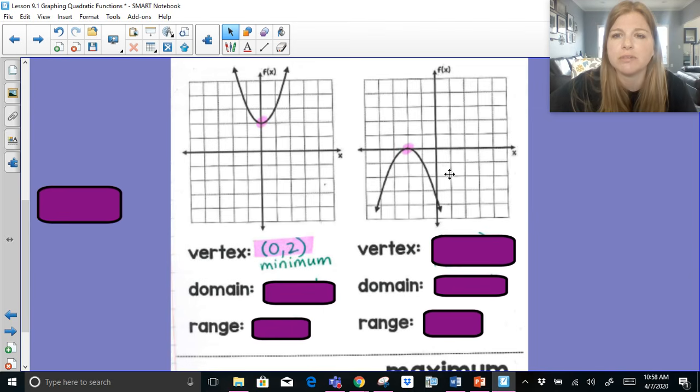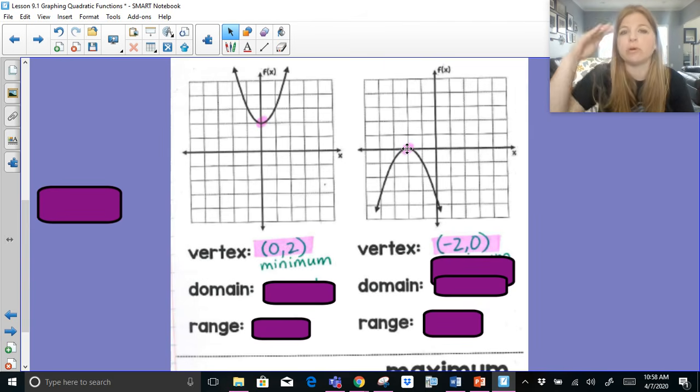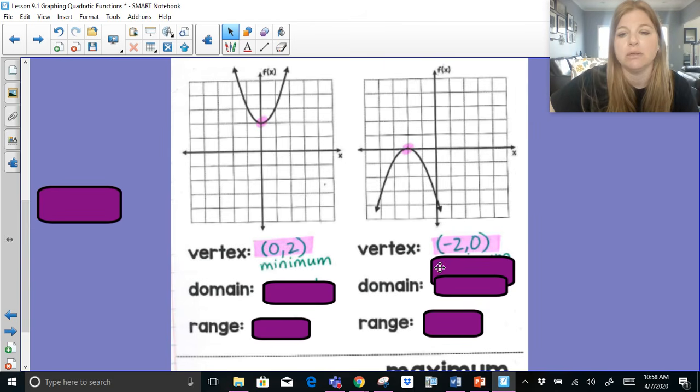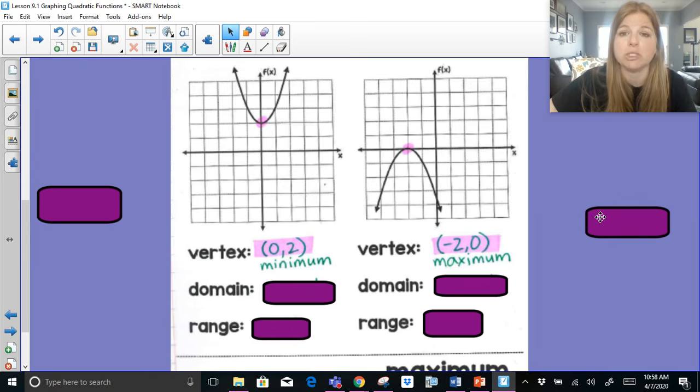What if I talked about the vertex on this graph? My vertex is at -2, 0. And is this point the minimum of the graph or is it the maximum? Is it the lowest point of the graph or is it the highest point? Hopefully we're saying it's the highest point, which would be a maximum. So you can have a minimum vertex and you can have a maximum vertex.